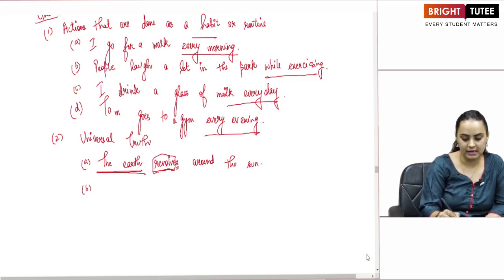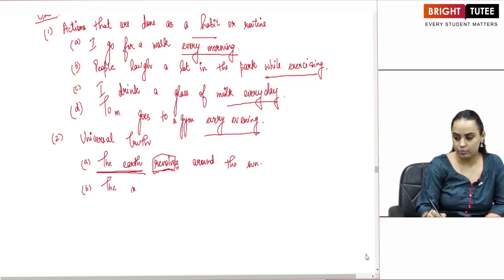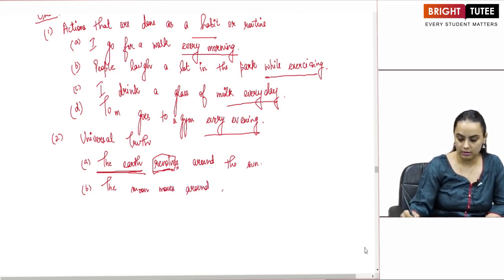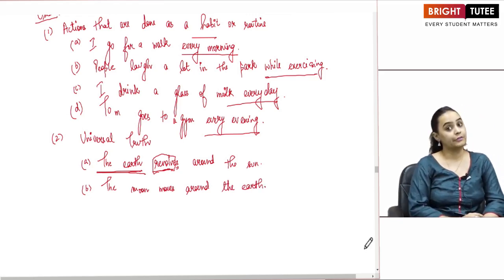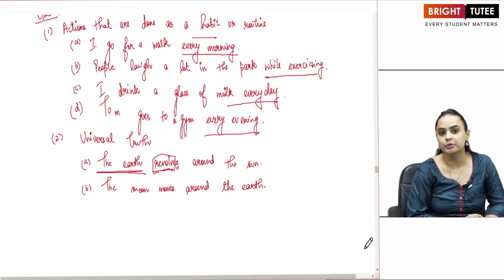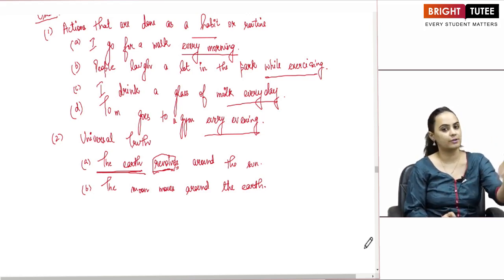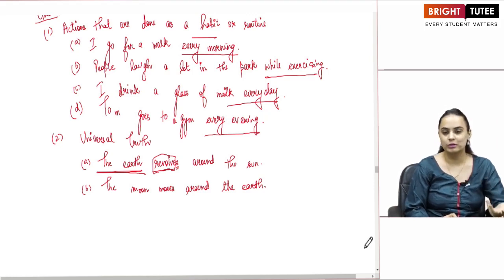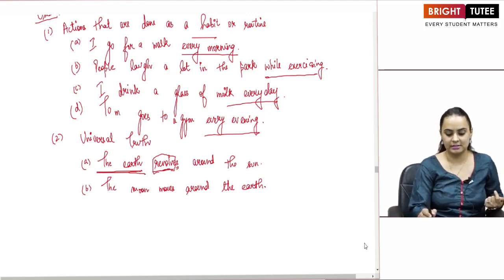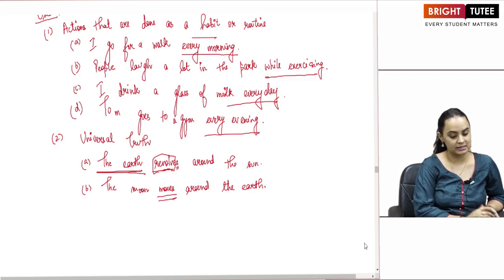Similarly, if I say, the moon moves around the earth. Now this is again something which is universally accepted. We know that in our universe the moon takes a round around the earth. So you and me cannot deny that. That is why the simple present tense is used.